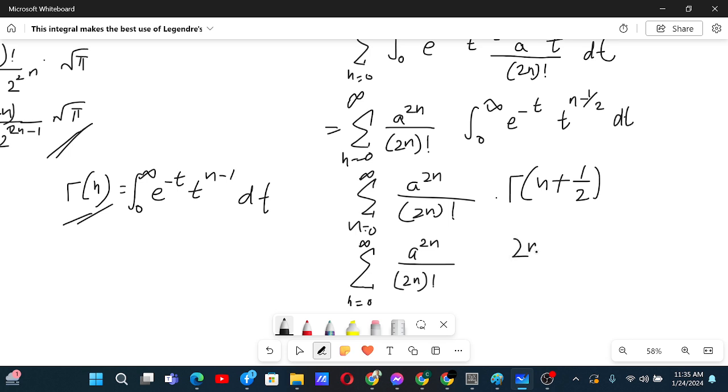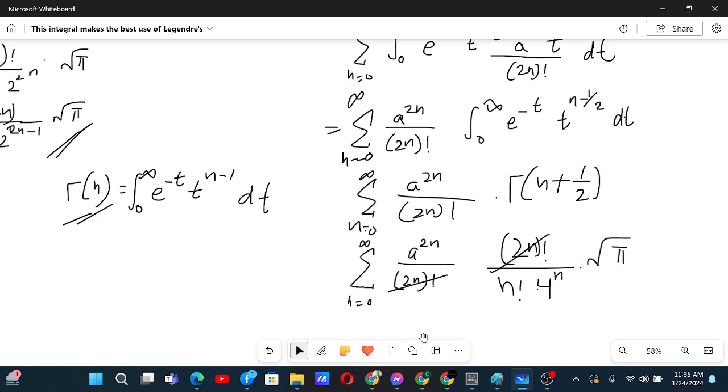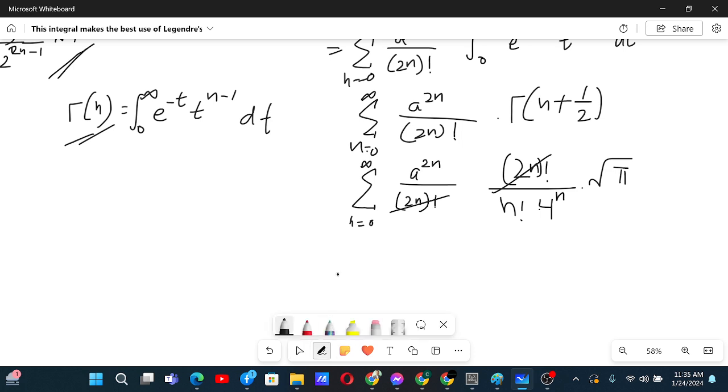We know this is (2n)! by n!, and we have 4 to the power n and root pi. Now the (2n)! cancels out, and we see that the terms are getting simplified. We can take root pi out of the sum because it's a constant, and we have the sum from n equals 0 to infinity. Now we can write this as a squared by 4 to the power n, all over n!.